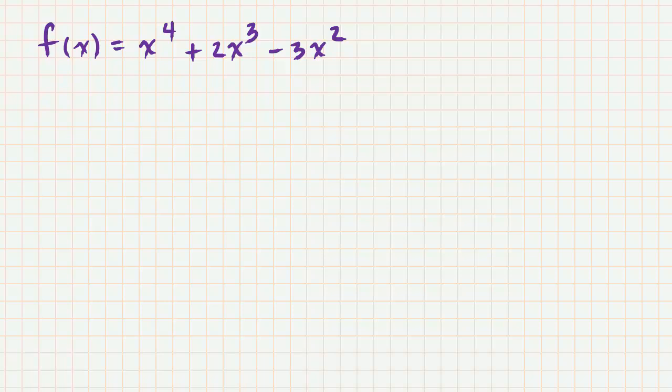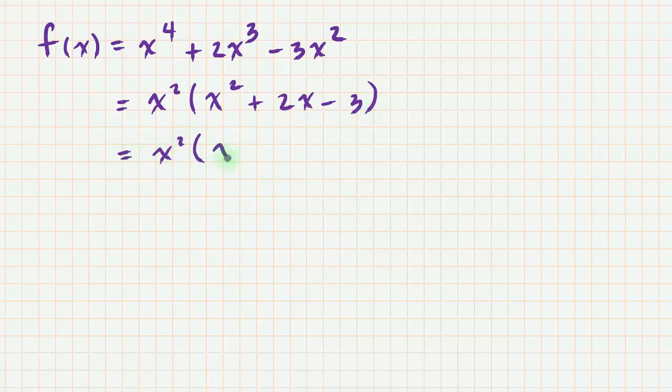In this example, we would like to graph the polynomial here. The first step will be to factor completely. We see a common factor of x squared, so we'll start by factoring out the x squared. We now see that we have a quadratic that can be factored into x plus 3 and x minus 1. Double check that your inner plus your outer is the middle term.